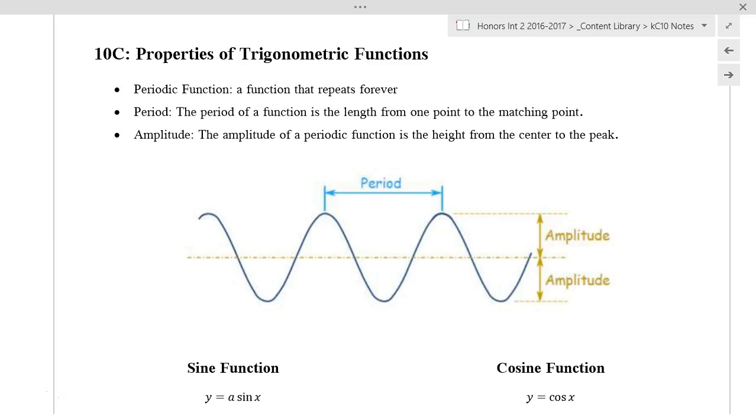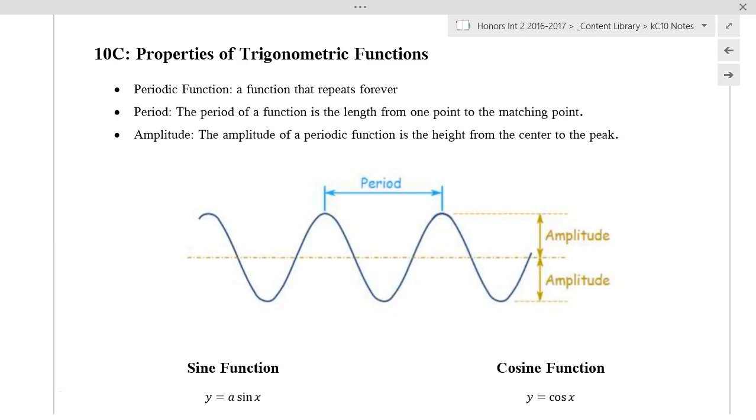So the period of the function is the length from one point to the matching point. For example, if I was talking about degrees, when I'm all the way back at 360, I'm back at the beginning of my circle. So that would be the one period. We're going to be looking at radians, so it'll be a little bit different, but one period is when you get back to the repeating point.